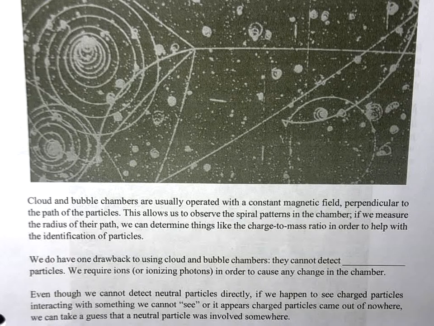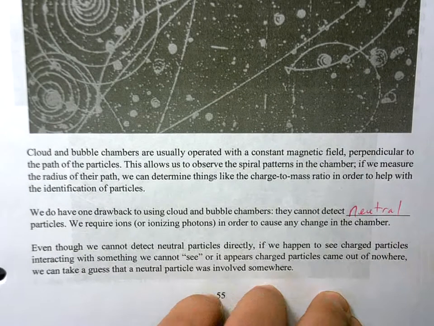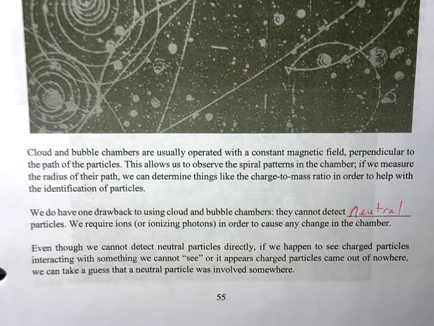The only major drawback that we have with cloud or bubble chambers is they can't actually detect neutral particles. So things like gamma particles, neutrons, neutrinos, antineutrinos, those aren't going to be detected by a bubble chamber. What we would look for instead is a signature that a neutral particle was around.